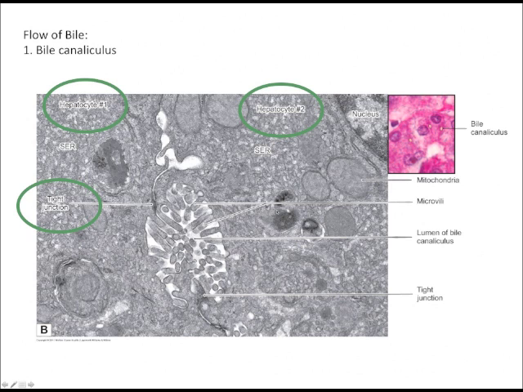In this actual H&E section of the bile canaliculus, you see a small circular area between neighboring hepatocytes. You'll find in lab tomorrow, or Tuesday's lab, when you find the bile canaliculus, a special stain will be used for easier identification of these very small structures.